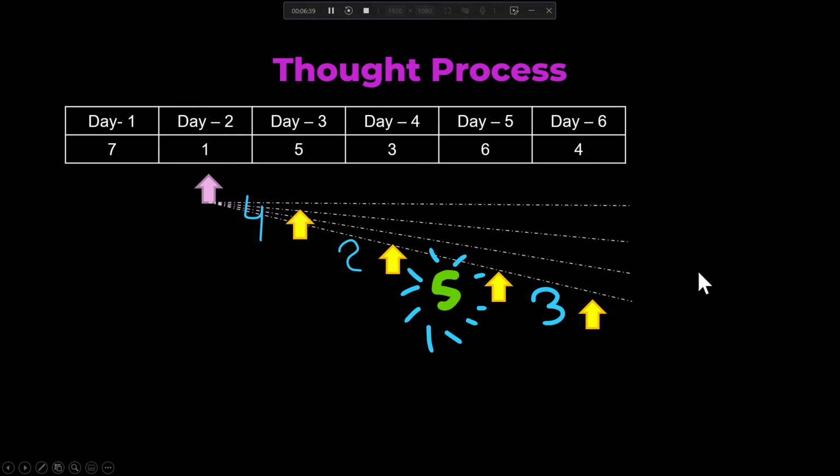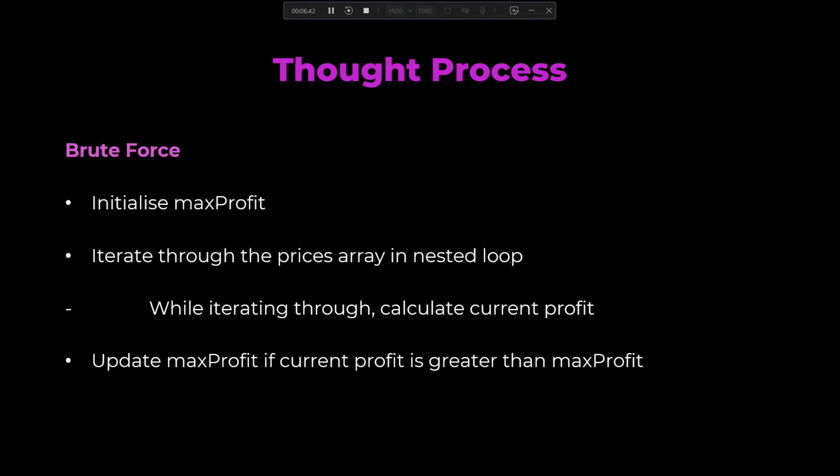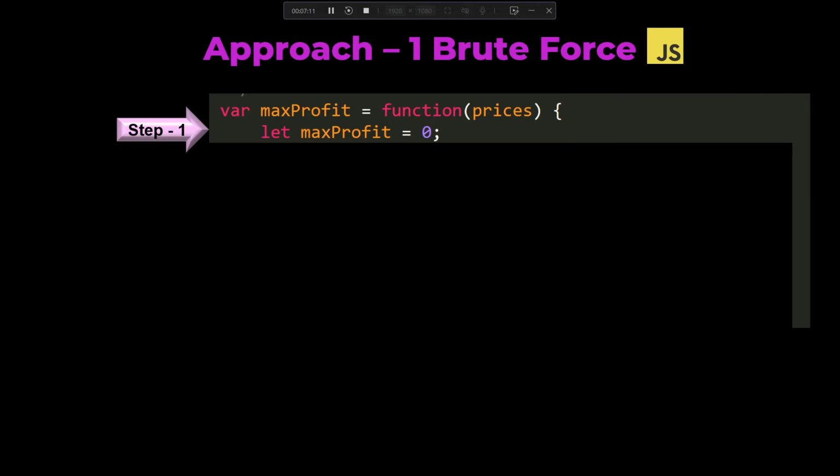So let's sum up. First, in this brute force approach, we need to initialize the maximum profit and iterate through this given array prices in a nested loop. While we are iterating, we calculate the current profit, and we update the max profit if the current profit is greater than max profit. That way we will keep track of the maximum profit. So let's have a look at the code.